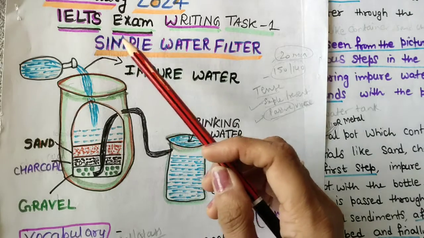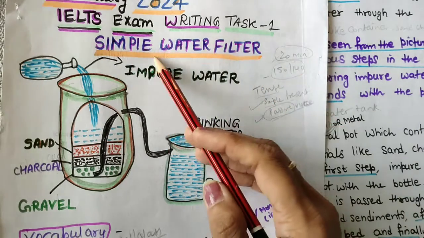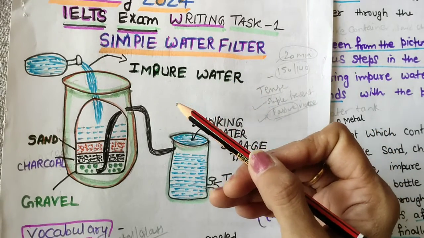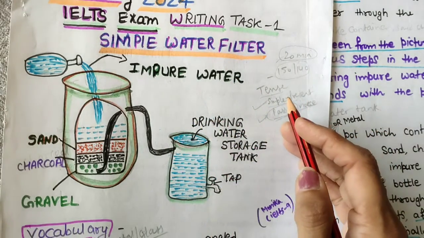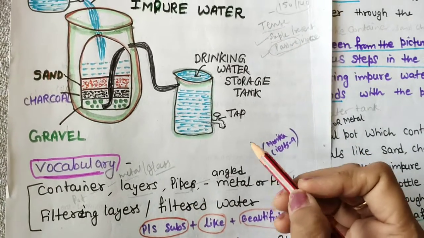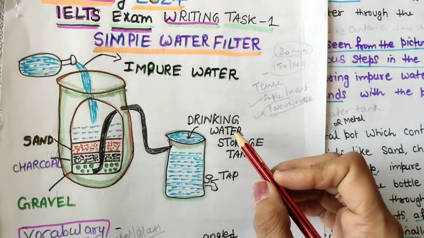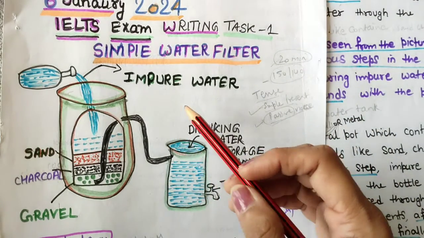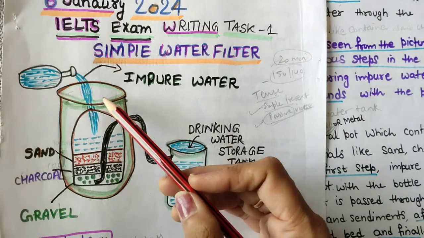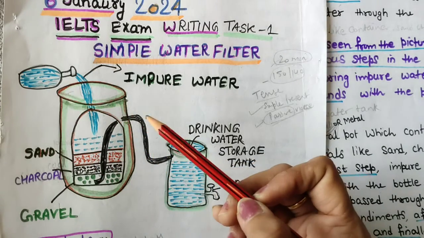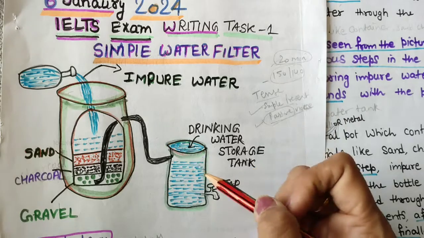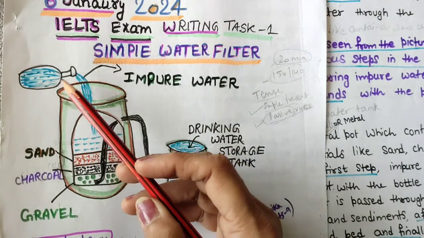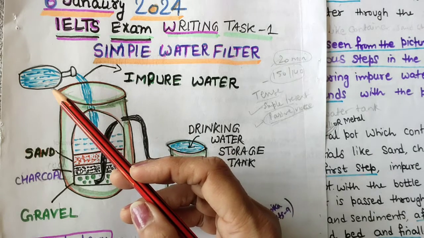This is also an IELTS actual exam Writing Task 1, a simple water filter diagram. So I am analyzing the diagram. Please try to understand with me. I will be telling you vocabulary words as well as how to write the introduction, how to write the overall paragraph, and how to write body paragraphs. So I am analyzing this diagram. First, a big funnel, or no, it is not a funnel, it is a vessel, I can see. And you can see one again, one pot.